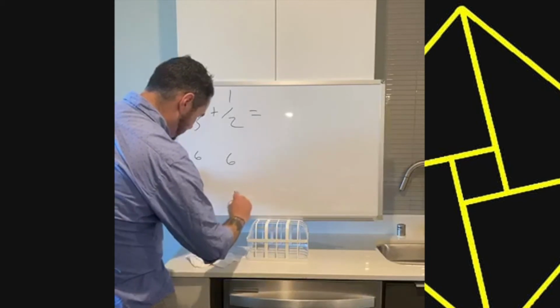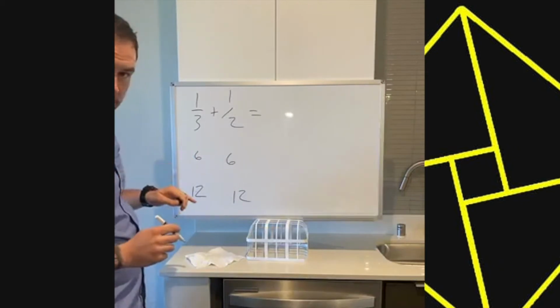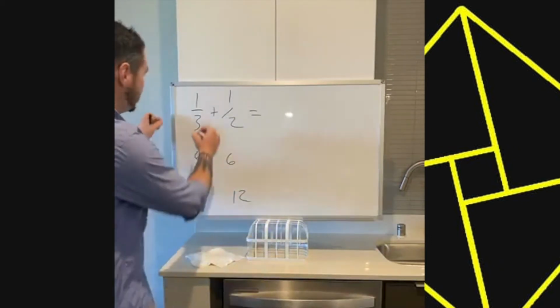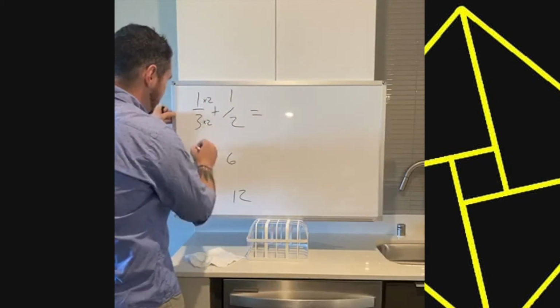Alright, I'm going to go back. I'm going to be doing both of these at the same time. So, how do we turn a 3 into a 6? You times it by 2, right? Whatever you do to the bottom, you have to do to the top. It's like the common saying.